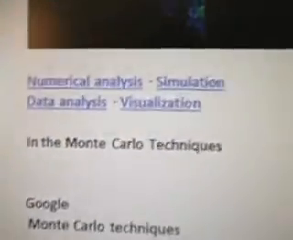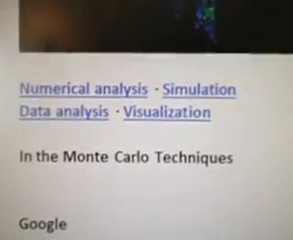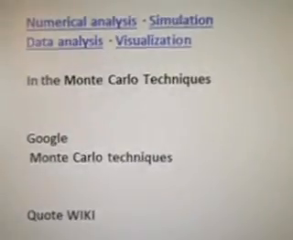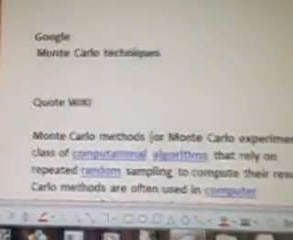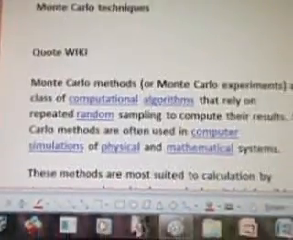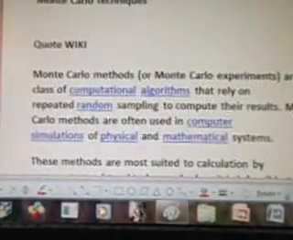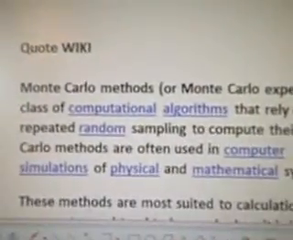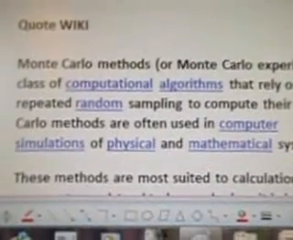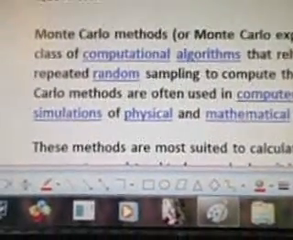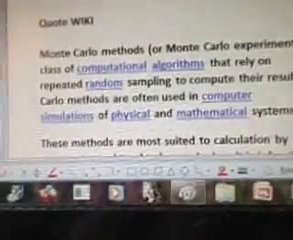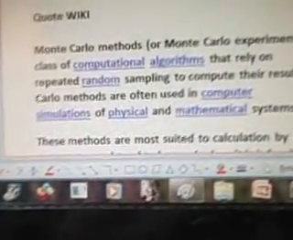Okay, so there's the numerical analysis, simulation, data analysis, visualization in the Monte Carlo techniques. Google Monte Carlo techniques. Okay, quotes from Wiki. Monte Carlo methods or Monte Carlo experiments are a class of computational algorithms that rely on repeated random sampling to compute the results. Monte Carlo methods are often used in computer simulations of physical and mathematical systems.